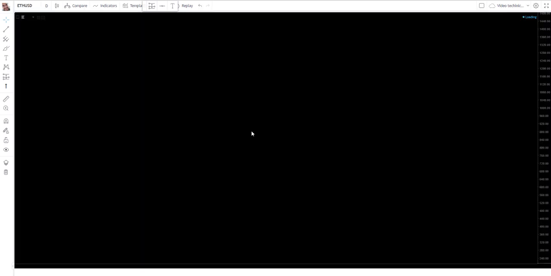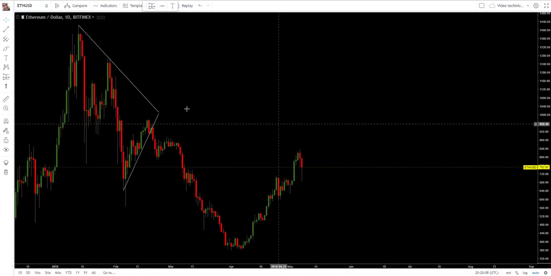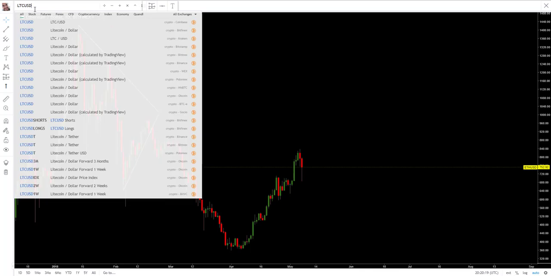You will see that I have already drawn some lines here, but we are not going to use this one. We are going to use a different ticker. We are going to use Litecoin, which is another important cryptocurrency. Litecoin is LTCUSD, and here you can select any broker. For example, Kraken, Bitfinex, Coinbase, any of these is okay. It doesn't matter. The price of the cryptocurrency may vary a little bit, but not too much. So, for example, here I will select maybe Bitfinex.